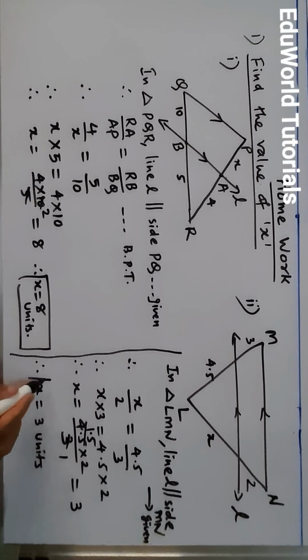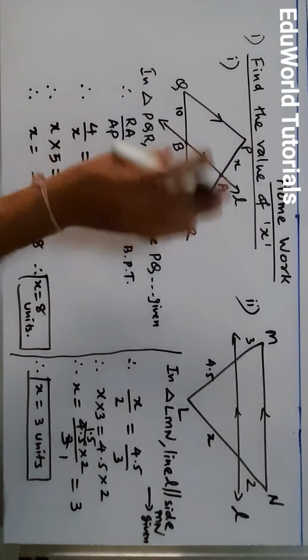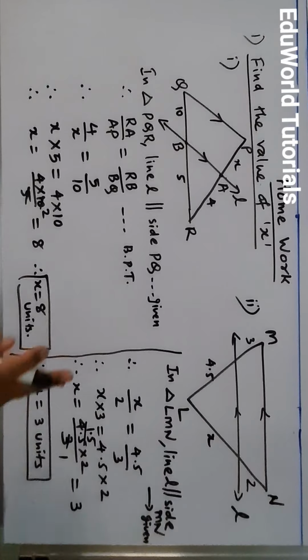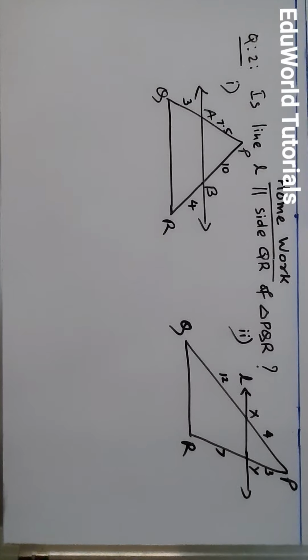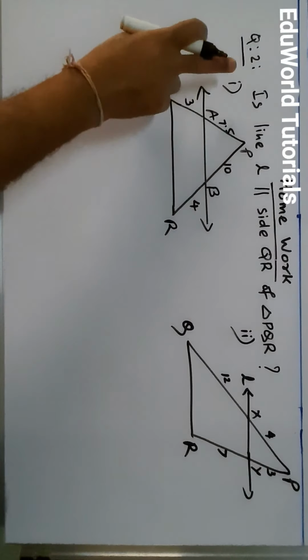This is how we can solve the two sums in the first question by using the basic proportionality theorem. The next sum I have given is based on the converse of the basic proportionality theorem. So you should have the second question also in front of you. These are the two sums in question number 2.